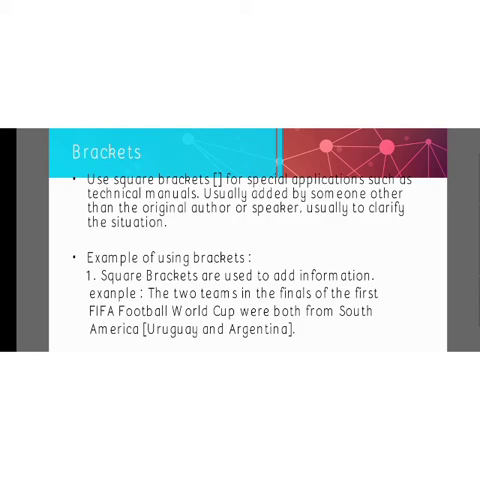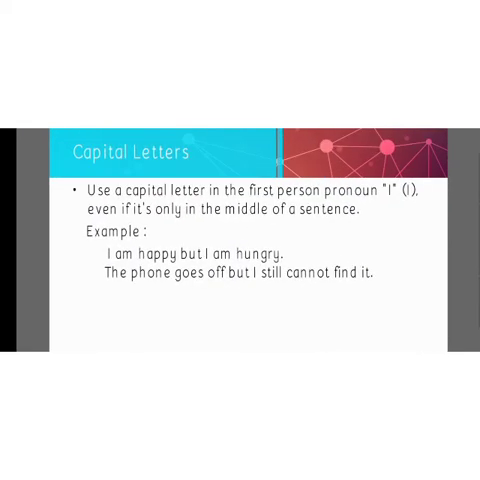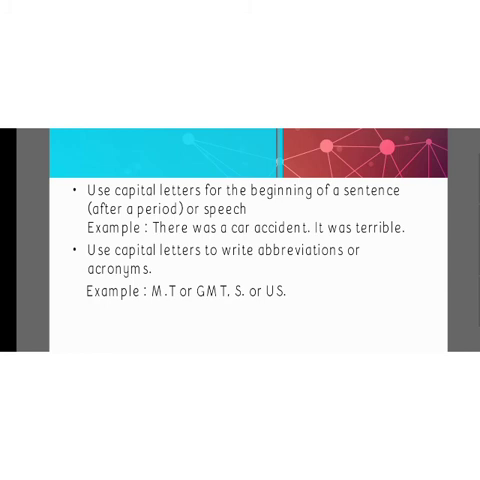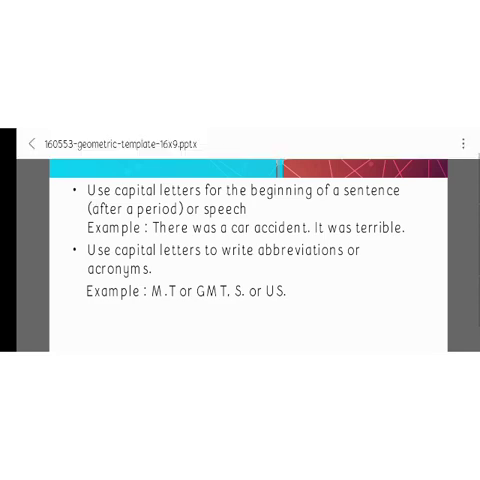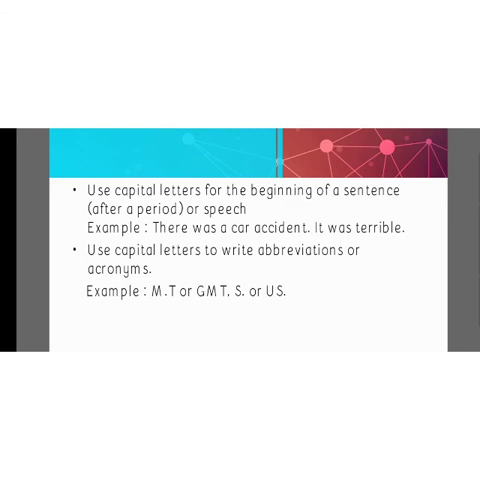Capital letter. Use a capital letter for the first person pronoun I, even if it's in the middle of a sentence. Example, I'm happy, but I'm hungry. The phone goes off, but I still cannot find it. Use a capital letter at the beginning of a sentence after a period. Example, there was a car accident. It was terrible. Use capital letters to write abbreviations or acronyms. Example, UK or US.